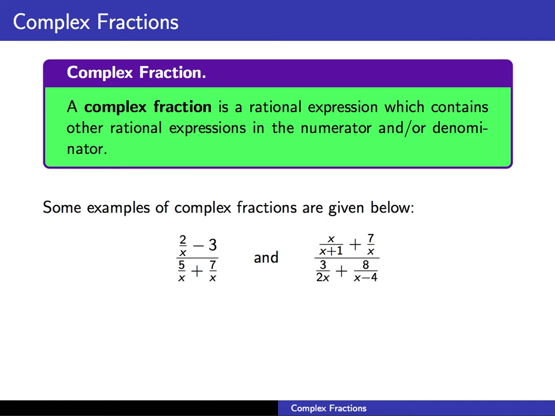So here are some examples of some complex fractions. We have 2 minus x, or 2 over x minus 3 in the numerator, and then in the denominator we have 5 over x plus 7 over x. Over here in this next one, even more crazy looking, we have in our numerator x over x plus 1 plus 7 over x, and then in our denominator 3 over 2x plus 8 over x minus 4. So we have these little tiny fractions within the bigger fraction.